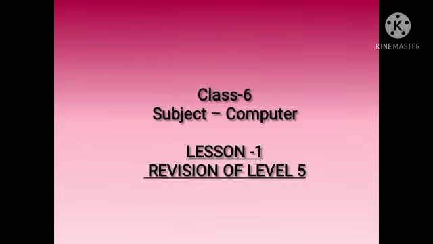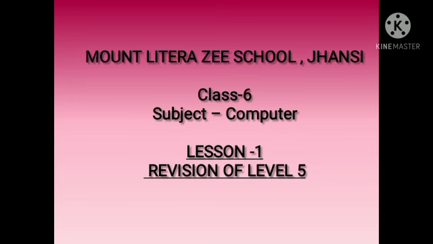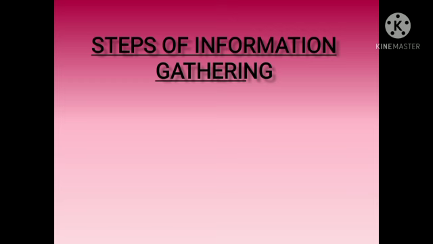Today I am going to teach you computer lesson number 1, revision of level 5. That means the topics which you have covered in class 5. Here in this chapter there is a complete recall of the previous topics. So let's start with the very first topic, that is steps of information gathering. There are 6 steps to gather the information.